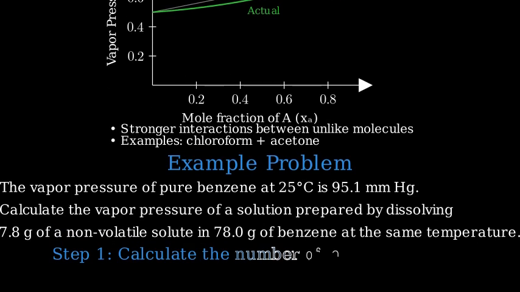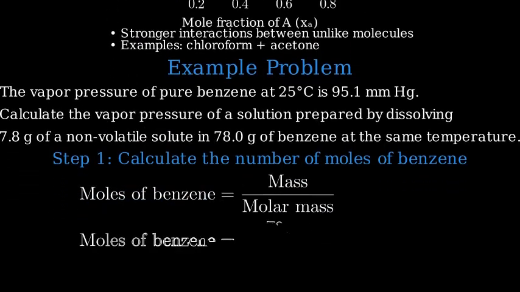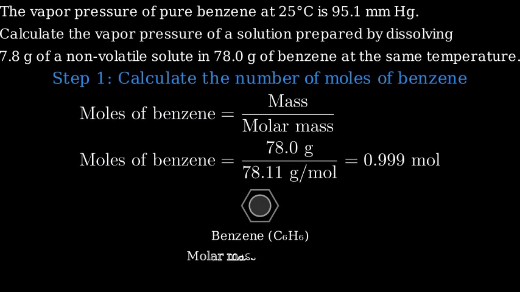To solve this problem, we need to find the mole fraction of benzene in the solution and then apply Raoult's law. Step 1. Let's calculate the number of moles of benzene. Given mass equals 78.0 grams, and the molar mass of benzene is 78.11 grams per mole. Number of moles of benzene equals 78.0 grams divided by 78.11 grams per mole, which equals 0.999 moles.